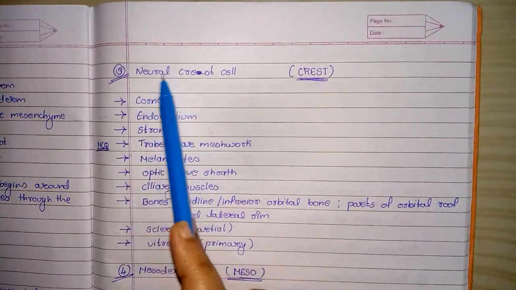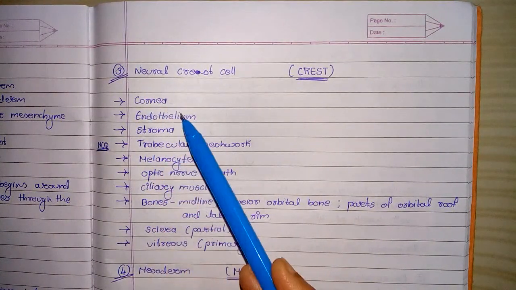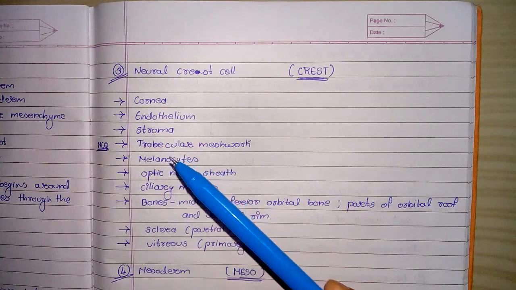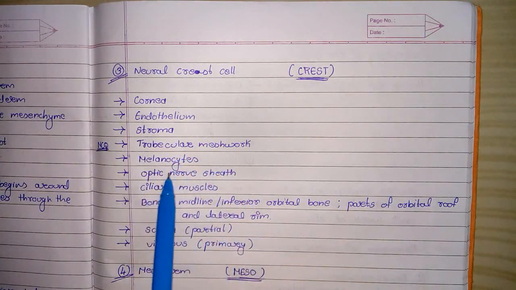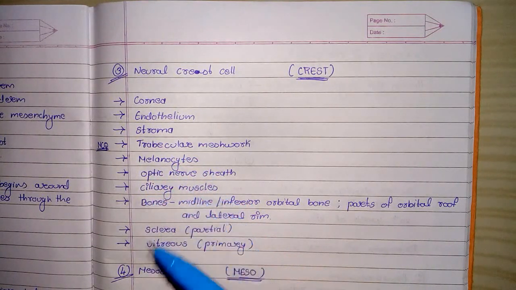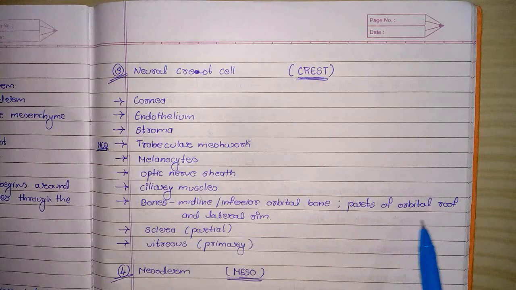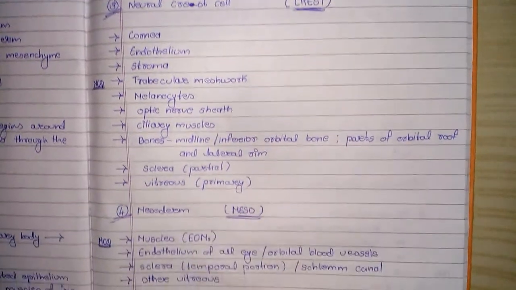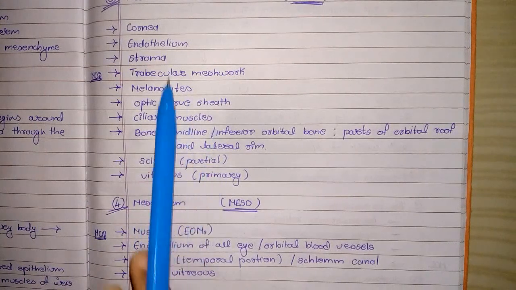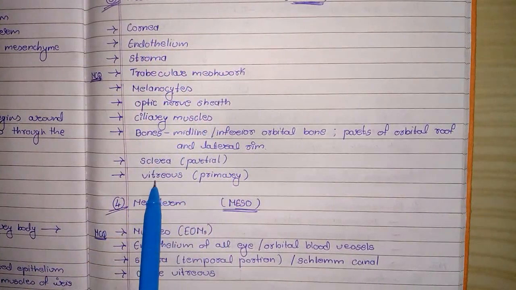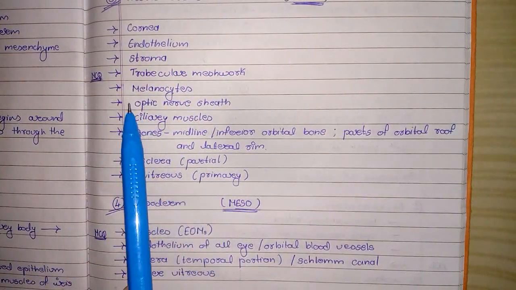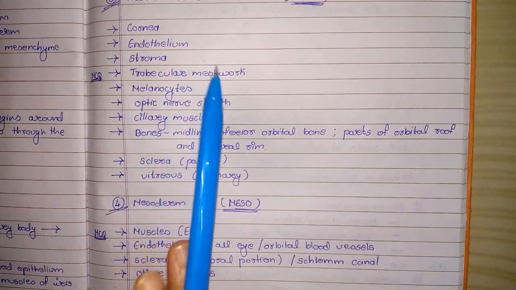And this neural component covers the nerve, that is the melanocyte, optic nerve sheath, ciliary muscles, bone, midline, inferior orbital bone, part of the orbital roof and the lateral rim. The sclera is partially developed from the neural crest cells, and the vitreous is primarily developed from the neural crest cells.